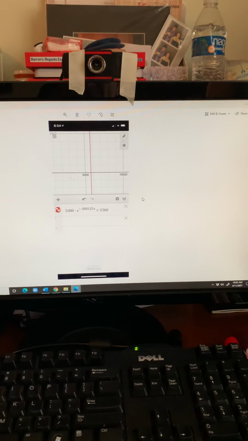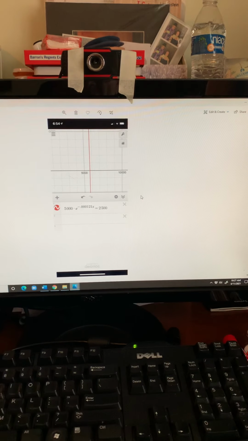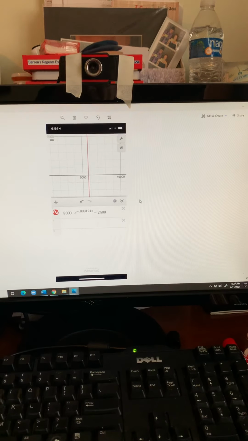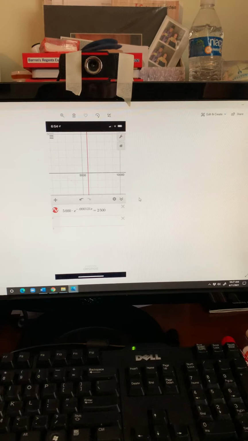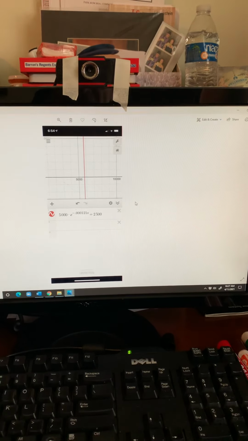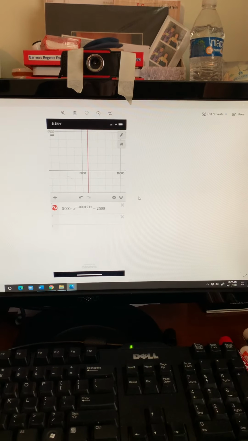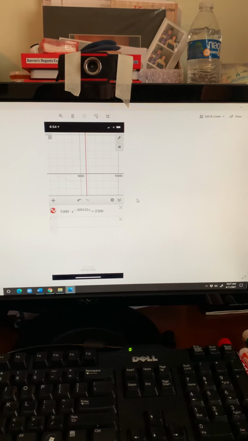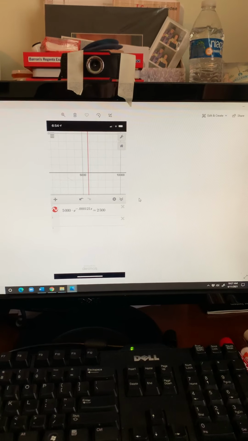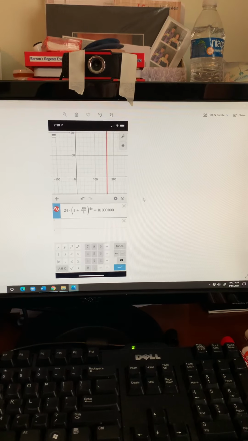If you look at this equation, 5,000 times e to the negative 0.000121x equals 2,500, you may have to zoom out with your mouse. It looks like here the equation has a solution. x is around, let's see, almost 6,000, maybe around 5,700. We'll interpret this later on.